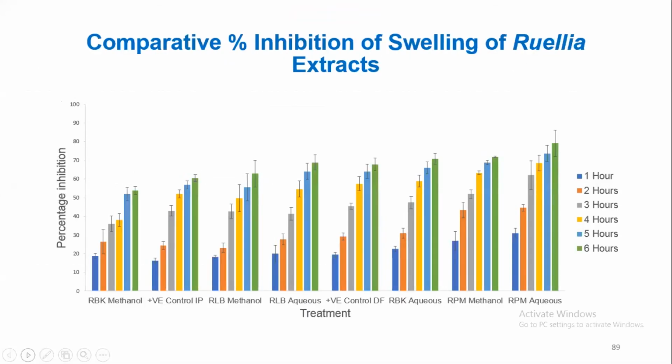This is the comparative inhibition of swelling of Ruellia extracts. This is the first hour, second hour, third hour. You can see all of them showed a similar trend, where the sixth hour gave the highest anti-inflammatory activity. Even the reference standards, this is ibuprofen, and this is diclofenac sodium, showed a similar trend with the highest activity at the 6 hour point.